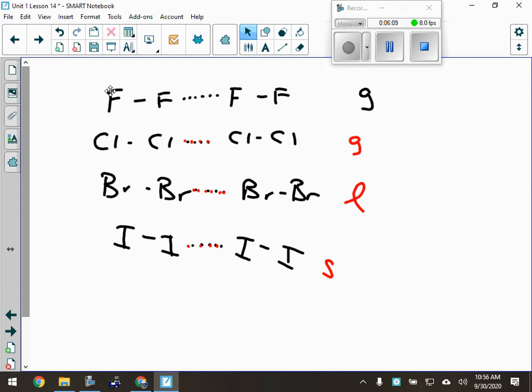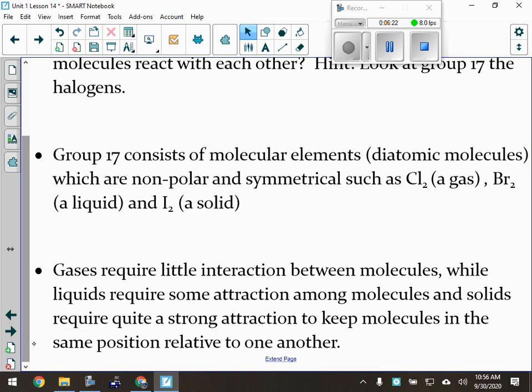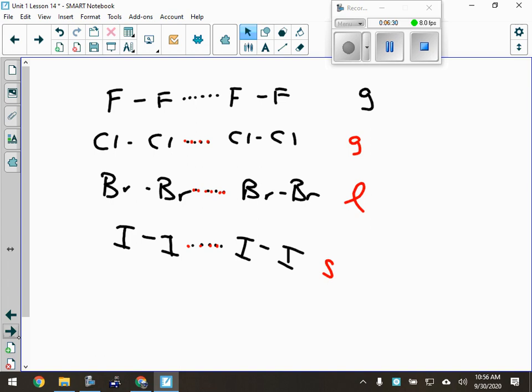So what's happening here? Well, obviously there has to be some kind of force. Why would we talk about nonpolar, all this stuff, and then say, oh, there's no force? That doesn't make sense. So something's obviously going on here, right? Gases have little interaction between molecules. Liquids have a little bit more attraction. And the solids are locked in together, right? So there has to be something going on there.